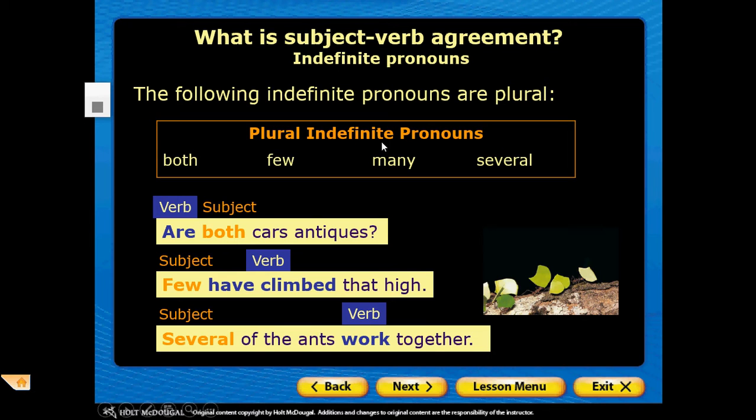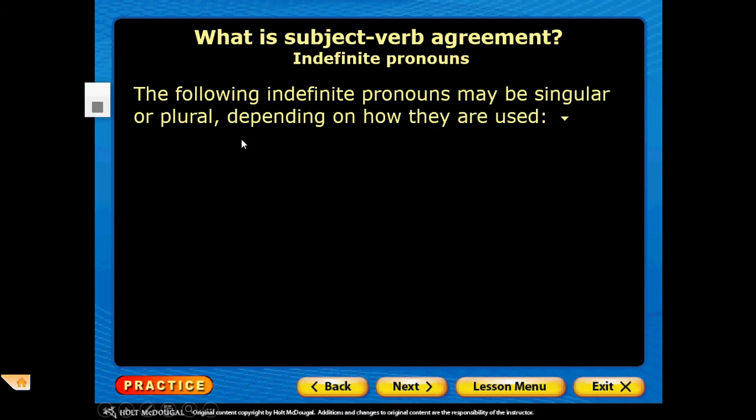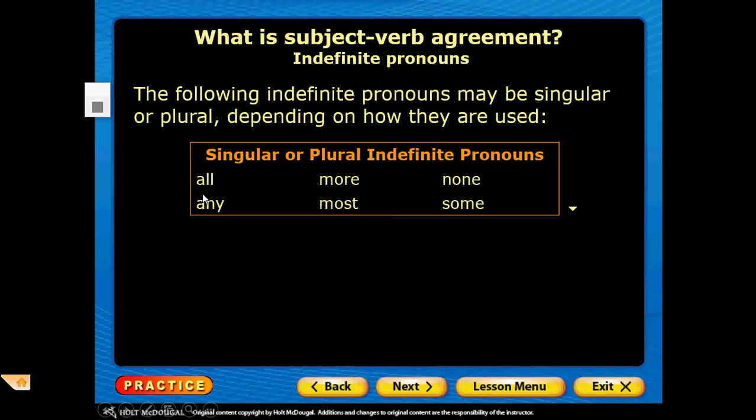All right, so let's move on to the next slide here. Anthony? The following indefinite pronouns may be singular or plural, depending on how they are used. For example, these words: all, more, none, any, most, some. These are all pronouns, but it depends on where they are used, or with what words they are used.